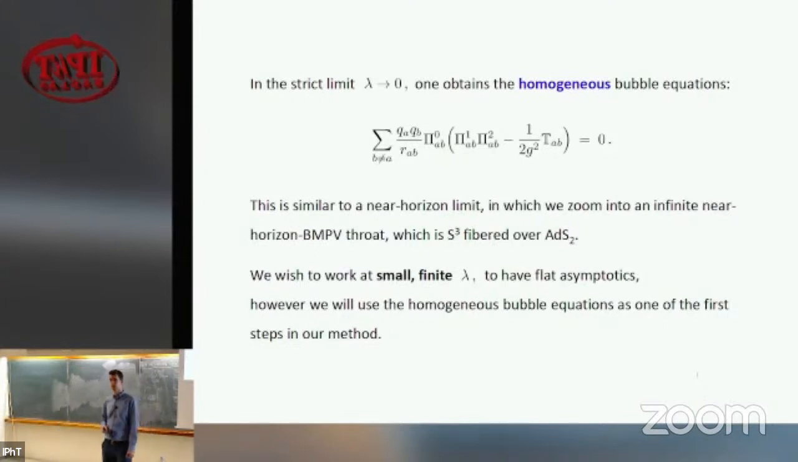And this is exactly the same limit as is done when people zoom into a near horizon AdS2 throat of a black hole solution. So if you did this for the corresponding large three-charge supersymmetric black hole, you would zoom into the very near horizon AdS2 region where we have S3 fibered over AdS2. So we won't want to go all the way down into that limit. We want to construct the full solutions with the full asymptotically flat region joined. So we will want to work at finite lambda. However, we'll use the homogeneous form of the bubble equations as the first step in the method that I'm going to outline in the next few slides.